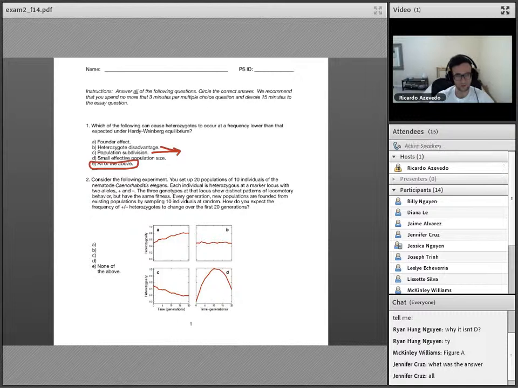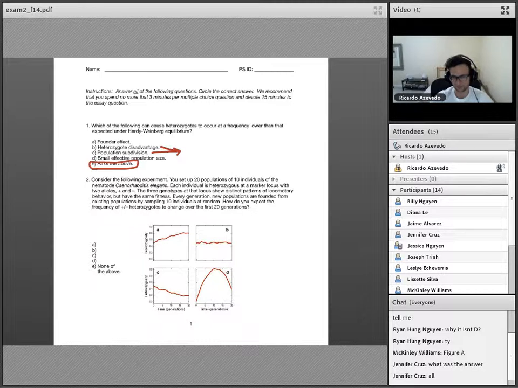Then, what the sentence meant was when they said that they have the same fitness, even though the phenotypes are different, means that they're neutral. Every generation, new populations are founded from existing populations by sampling 10 individuals at random. So it's a Wright-Fisher model. How do you expect the frequency of plus minus heterozygotes to change over the first 20 generations? So how do you expect heterozygotes to change?